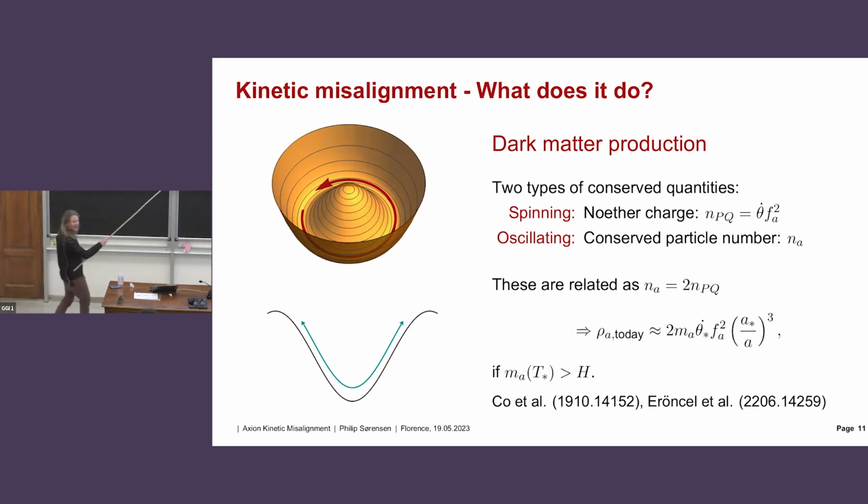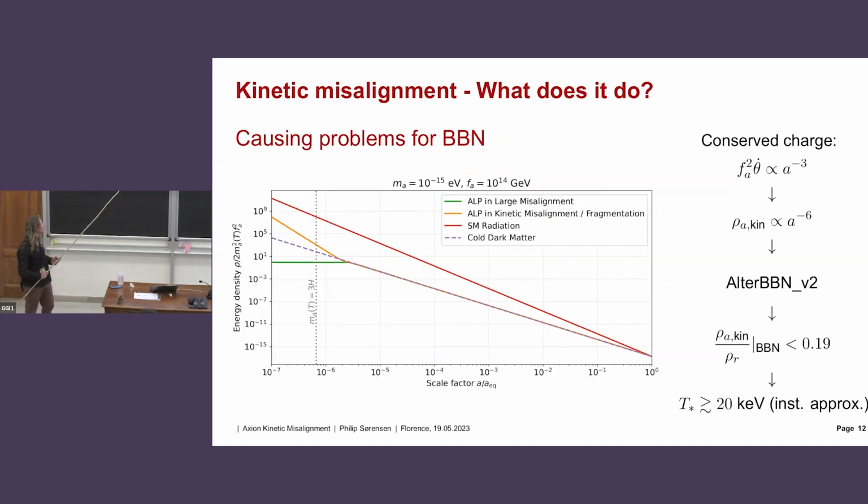So by giving enough kinetic energy, you can produce more dark matter. And in fact, you're postponing oscillations. Of course, you can keep doing this indefinitely.